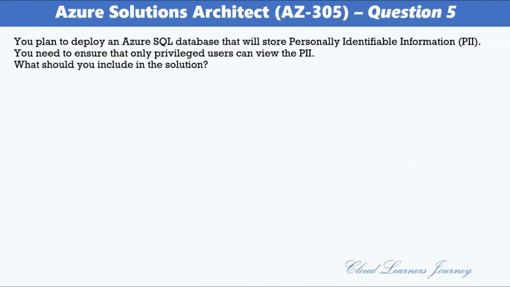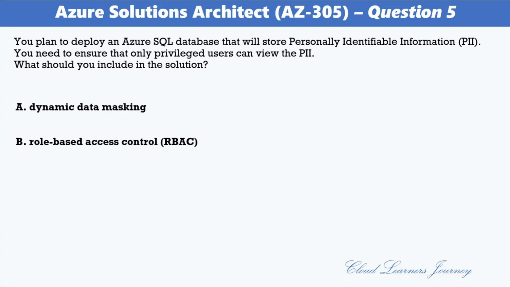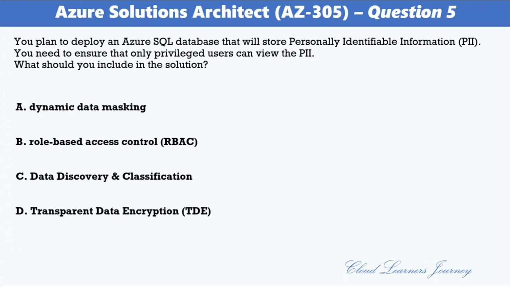You plan to deploy an Azure SQL database that will store personally identifiable information. You need to ensure that only privileged users can view the PII. What should you include in the solution? And the options are: A. Dynamic data masking, B. Role-based access control, C. Data discovery and classification, D. Transparent data encryption, TDE. And the correct option is A. Dynamic data masking. Dynamic data masking limits sensitive data exposure by masking it to non-privileged users.